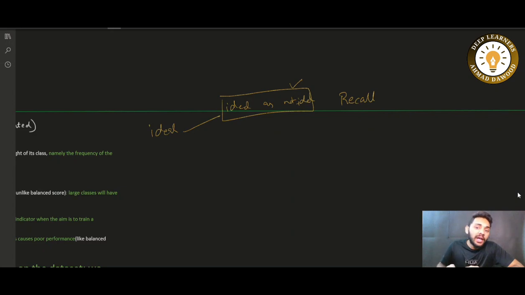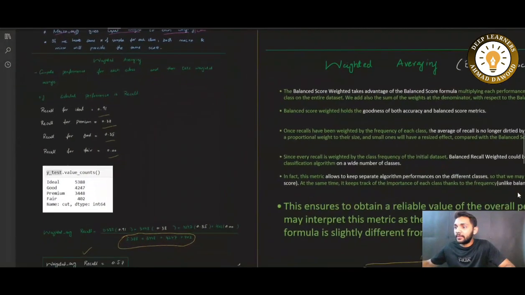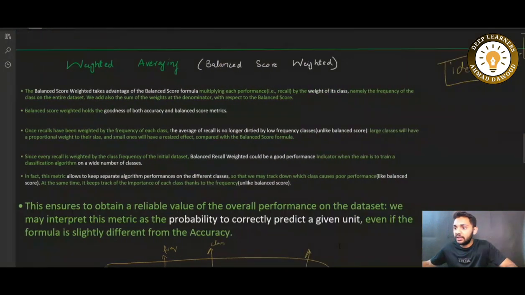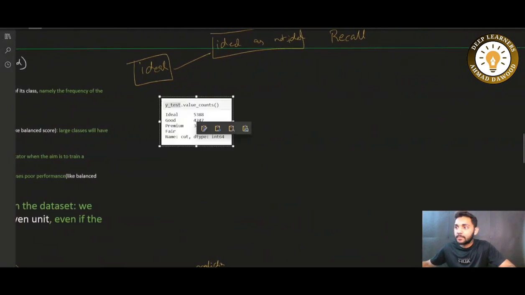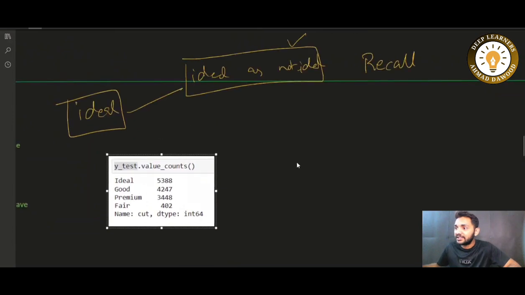Now, how can you get a high recall of the ideal class in the overall average? You will go towards the ideal class and see what the frequency of the ideal class is in the actual data set. If I go here and copy this one, you can see that the ideal class has more samples compared to all other classes, meaning it has more frequency. So if you want to design your performance measure so that the recall of the ideal class is prominent in the overall performance measure, then you can use weighted average recall.